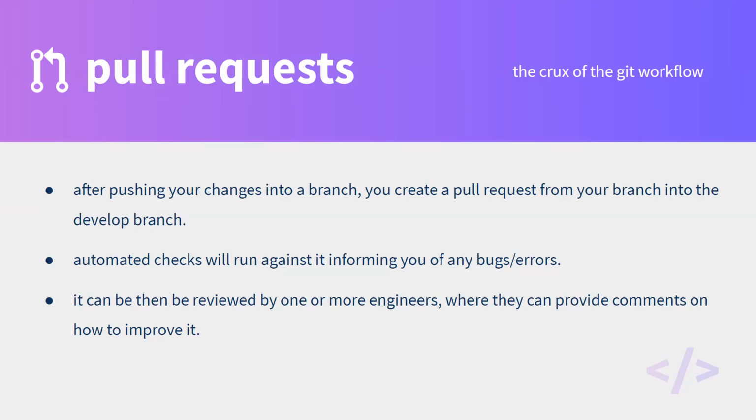If you have continuous integration, then automated checks will run against it, informing you of any bugs and errors. So essentially, your CI will run a whole bunch of test suites on your code to ensure nothing breaks. And then it can be reviewed by one or more engineers where they can provide comments on how to improve it. It just allows more transparency, feedback, and cooperation. That is why it's great.